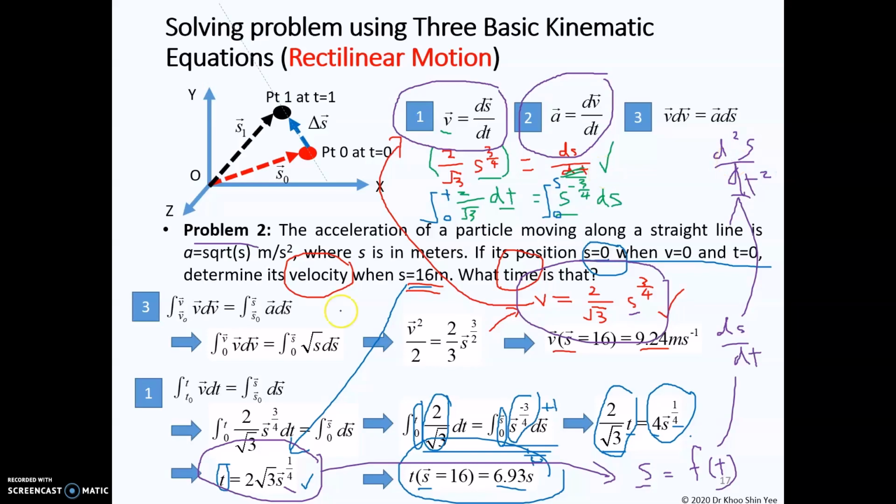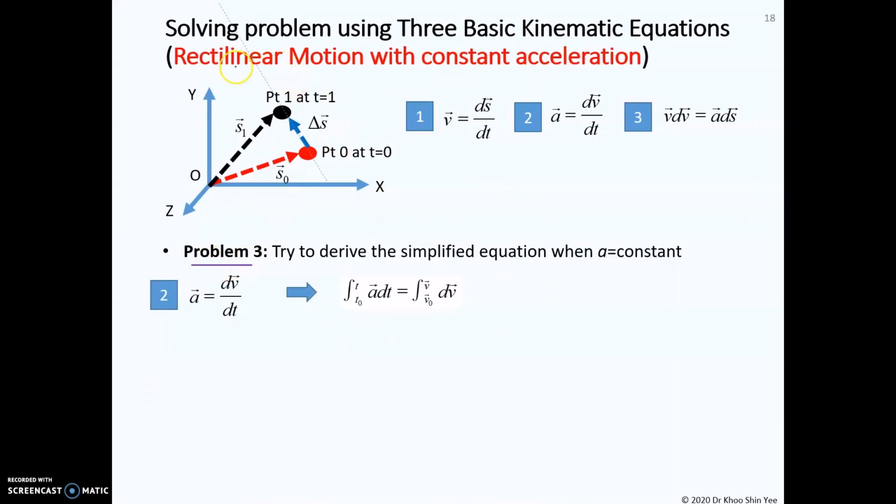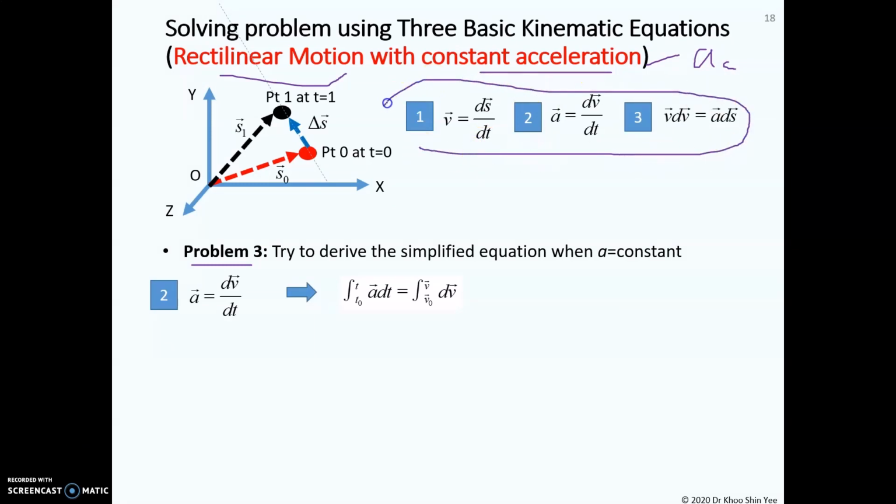In this problem, we are going to investigate the rectilinear motion with constant acceleration. So we let constant acceleration to be ac. We want to simplify these three equations when we consider the acceleration is constant. For example, in equation 2, we have the acceleration equal to differentiation of velocity with respect to time. So dt can move to the left hand side to become a dt, and after you integrate both sides and put the limit, you should obtain this equation.